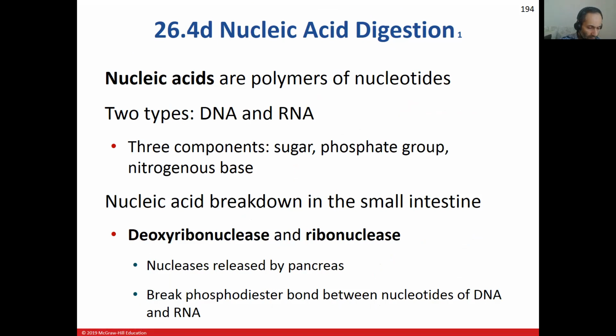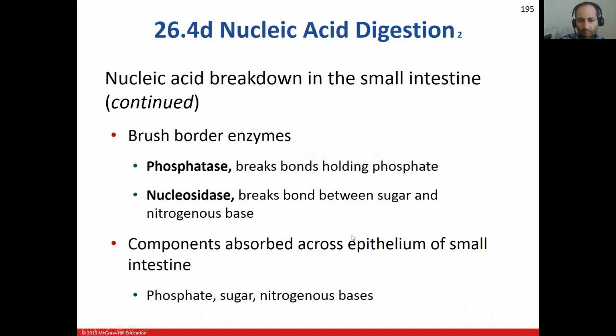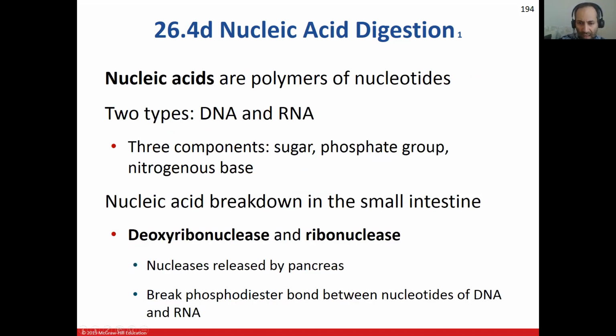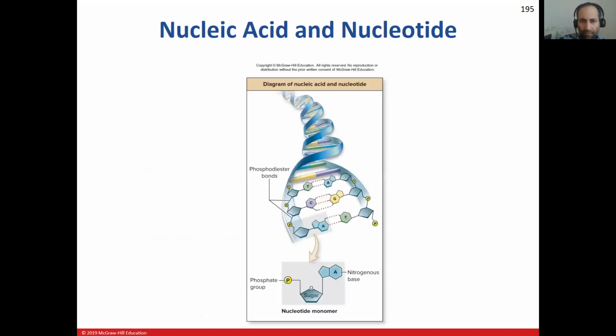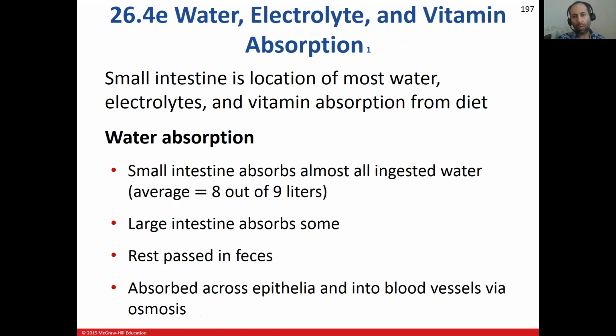All right, so then next up are your nucleic acids, which are DNA and RNA, and they are broken down by two further enzymes found in your small intestinal juice called deoxyribonucleases and ribonucleases. Deoxyribonuclease breaks down DNA, ribonuclease breaks down RNA, okay? All right. And then water absorption, much of it happens in your large intestine as well. About 8 liters out of the 9 liters that you ingest on an average are reabsorbed, okay? And small amounts of water are allowed to pass out in feces.